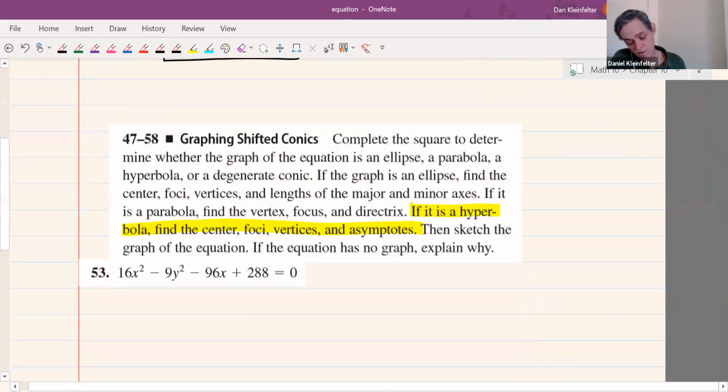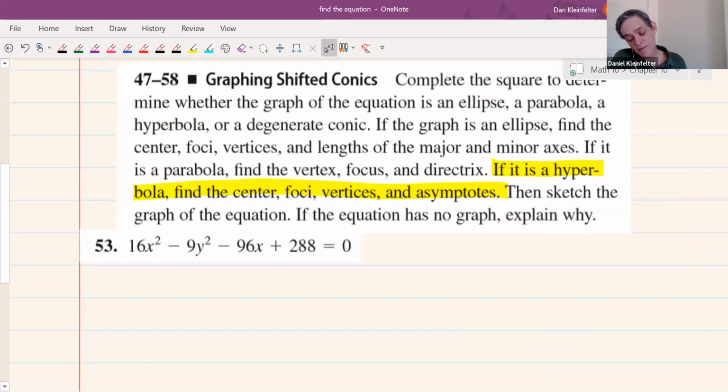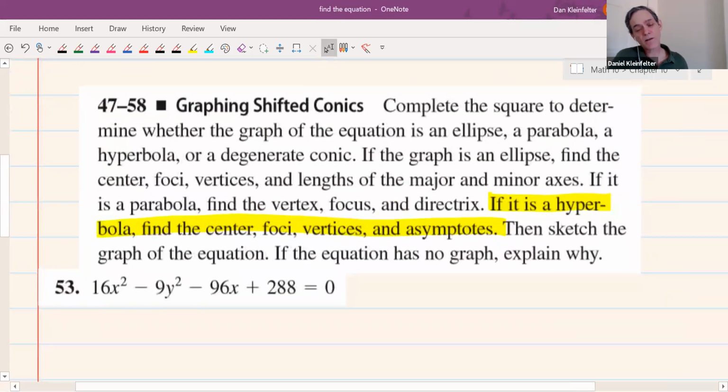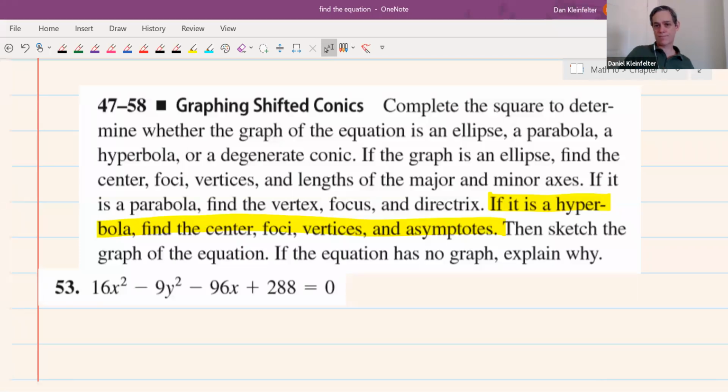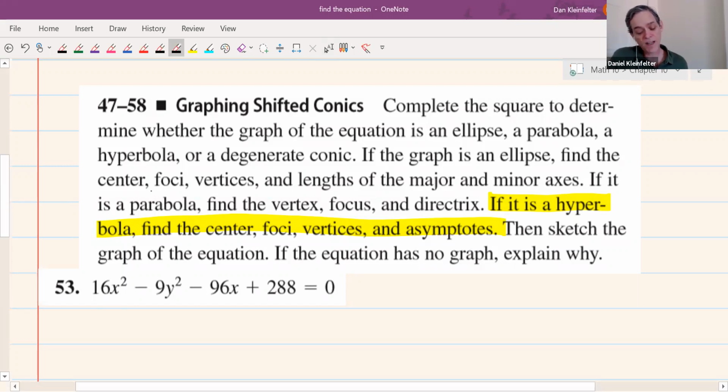So this should be more fun, sorry. Here it says complete the square to determine whether this thing is an ellipse, hyperbola, parabola, what is it? Depending on what it is, find all this stuff. If it's an ellipse, find the center, foci, vertices, lengths of the axes. If it is a parabola, find the vertex, focus, and directrix. If it is a hyperbola, find the center, foci, vertices, and asymptotes.